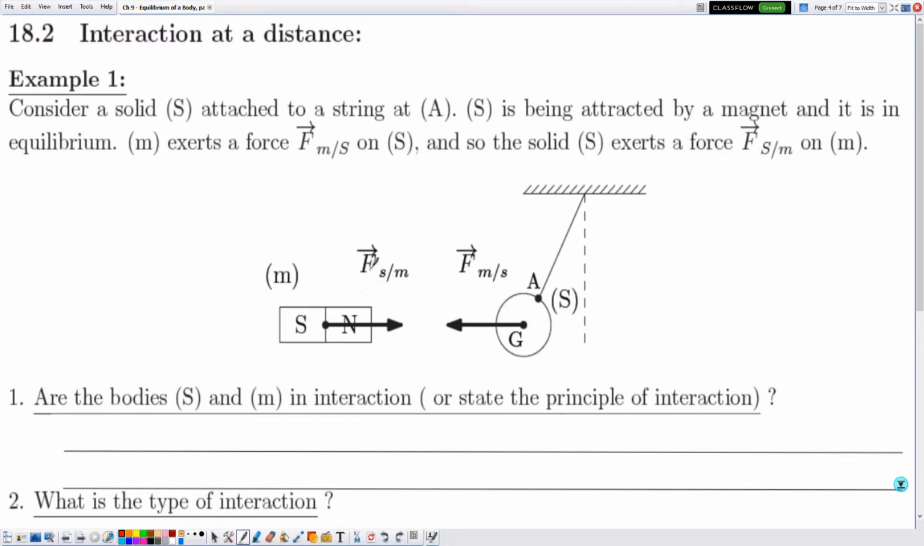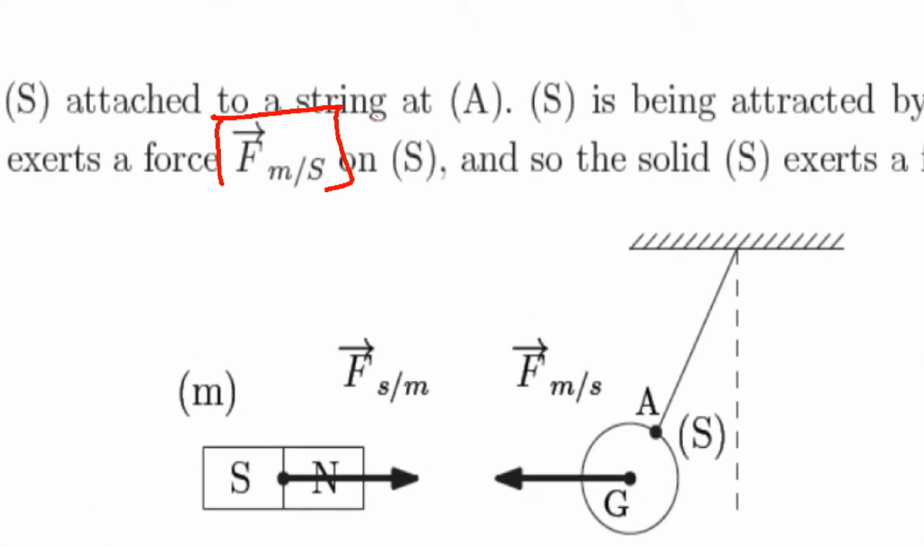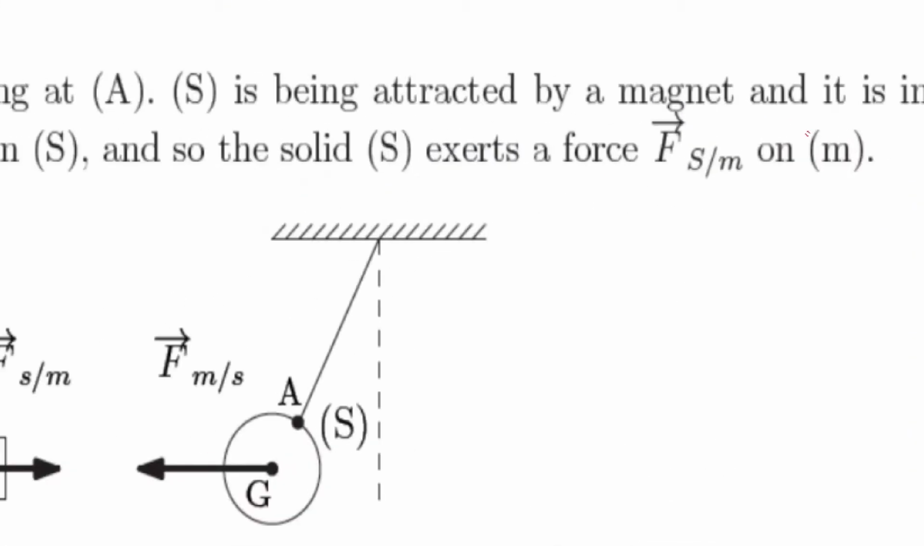So let me start the example. Consider a solid S attached to a string at A. S is being attracted by a magnet and it is in equilibrium. Then M exerts a force Fm on S, and so the solid S exerts a force Fs on M. Then if this force is said to be the action, then this force is said to be the reaction.